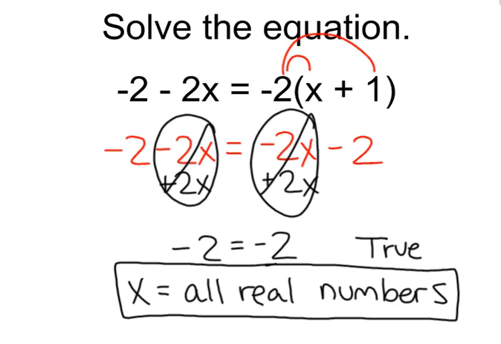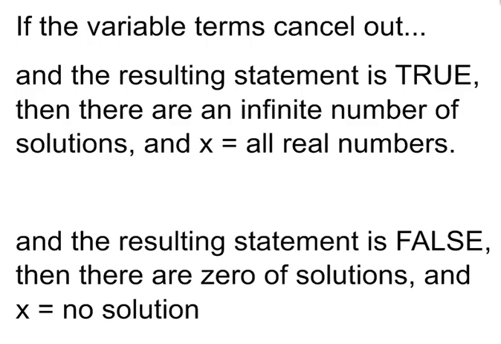All right, we went through those last 2 examples fairly quickly, so I've got this page to kind of summarize the 2 different cases. If the variable term cancels out and the resulting statement is true, then there are an infinite number of solutions, and you're going to write down that x equals all real numbers. If the variable terms cancel out and the resulting statement is false, then there are 0 solutions, and you're going to write x equals no solution.